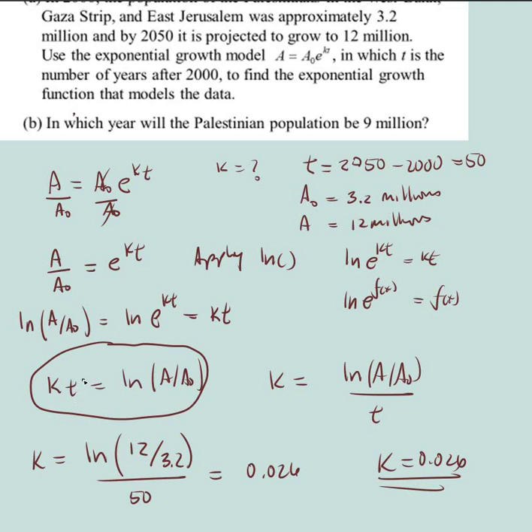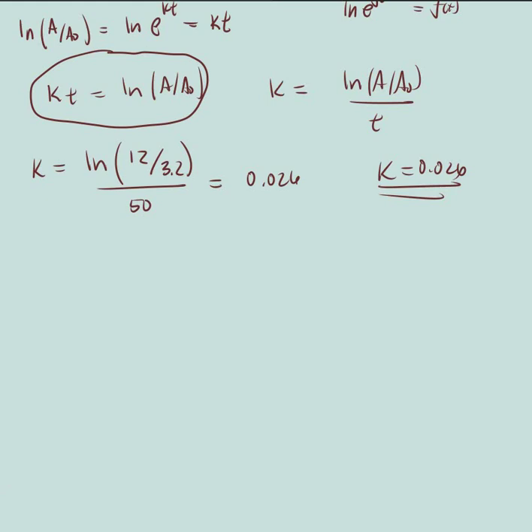And solving this for t, we will get something like this. T is equal to natural log of a divided by a naught, divided by k. The same equation we got a moment ago, but now we're interchanging t and k. And this is going to be natural log of, okay, the final amount is not 12, now it's 9, divided by 3.2, which is always the initial, divided by 0.026.